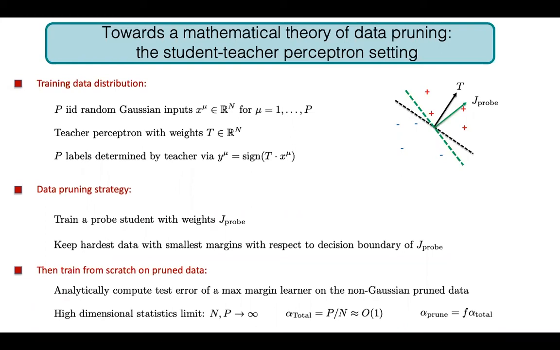Yeah, we'll talk about that, when we discuss optimal pruning strategies. That's a good question, and I'll discuss the intuition in a few slides. Oh, the threshold is chosen by the fraction f that we keep. We score the examples by the distance of the margin, and we keep the fraction f that have the smallest distance of the margin.